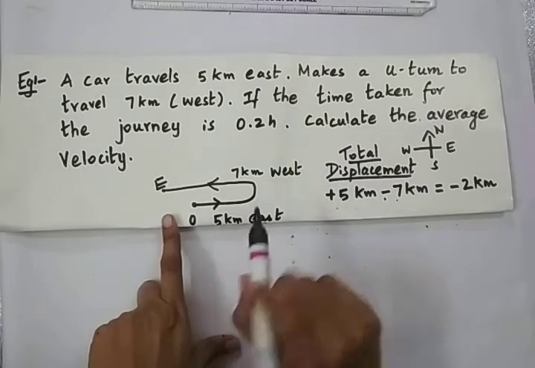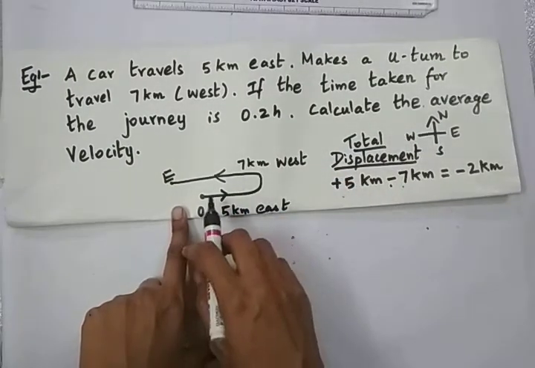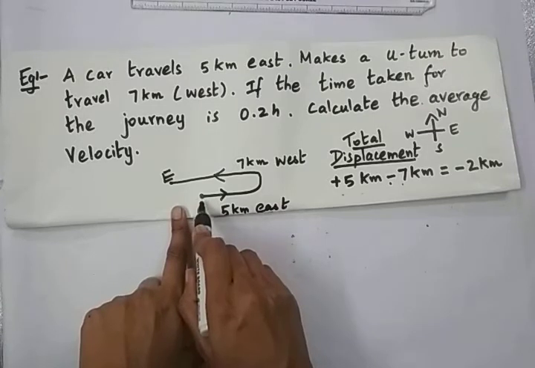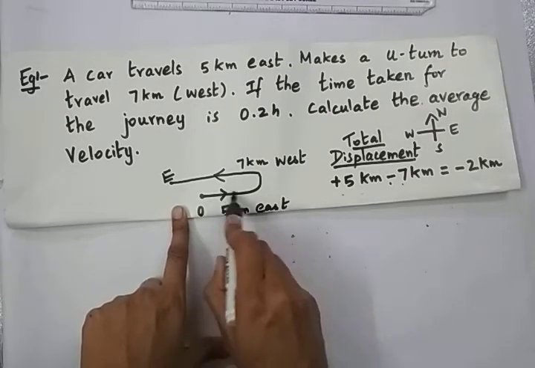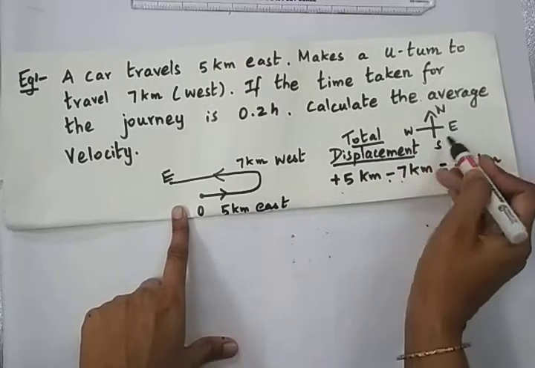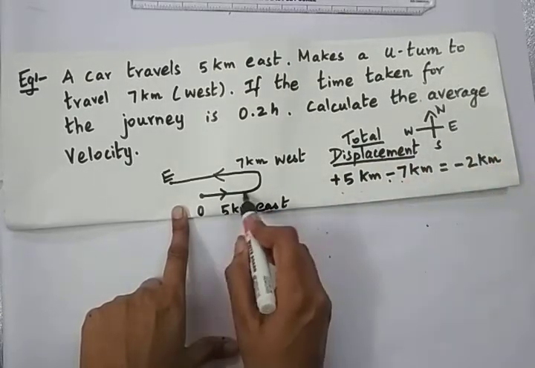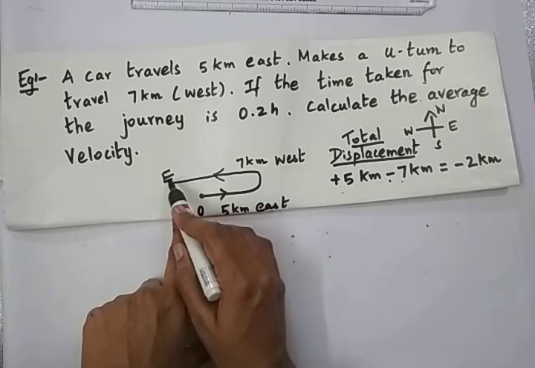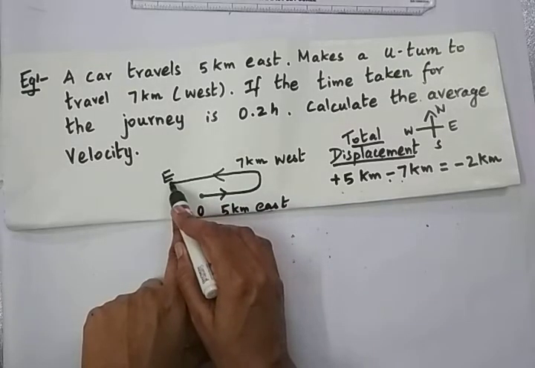So this is the diagram representation of the car moving. The car starts from point 0. From point 0, it moves 5 km east, right? We know that north, south, east is in this direction, and it takes a U-turn and moves 7 km west and reaches the point E.